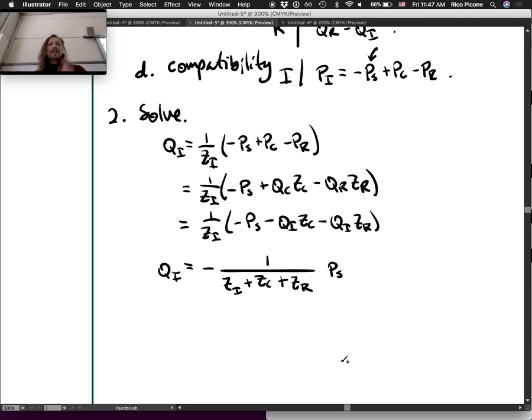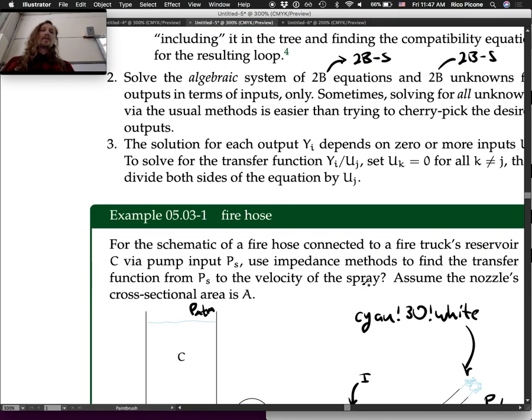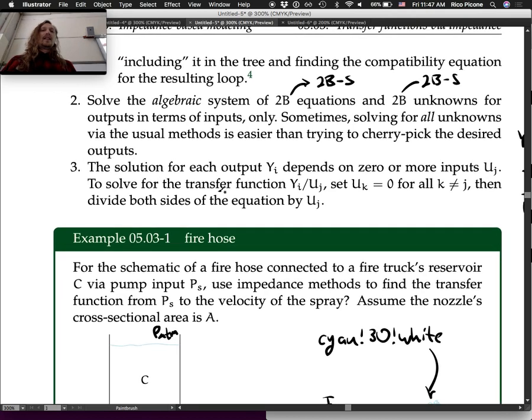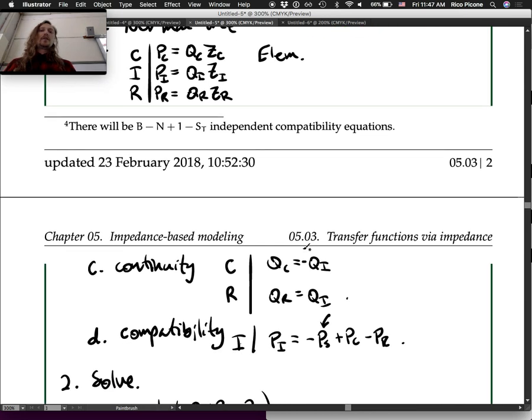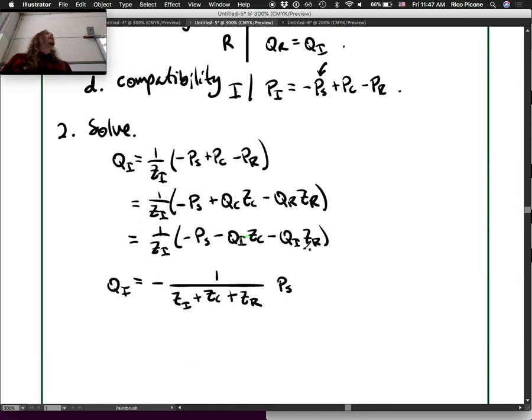So this is very close to our transfer function. What is left? So step 3 is to set all of the u's equal to 0 that are not the u that we care about. There's only one u in this problem. There's only one input, right? It's PS. So setting all the others equal to 0 is pretty easy. It is already done. So all we need to do is divide both sides by our input.